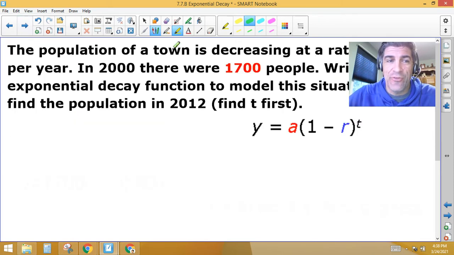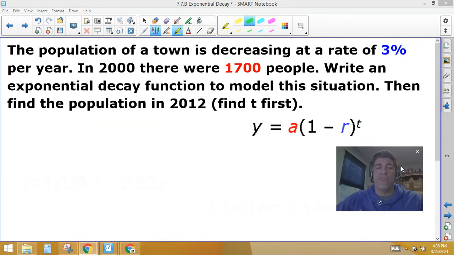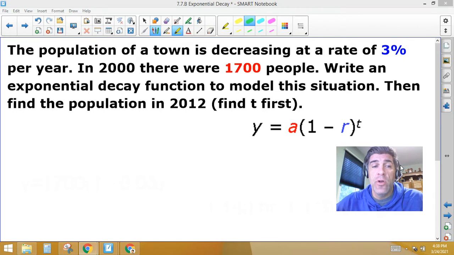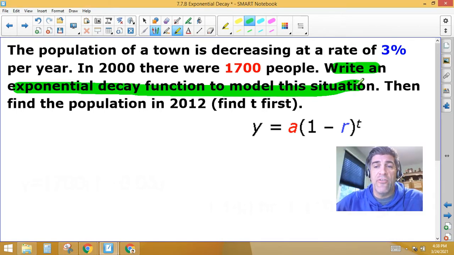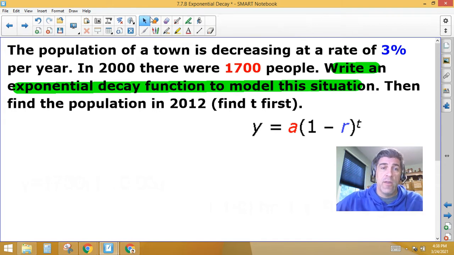Now let's get to some examples, okay? A population of a town is decreasing at a rate of 3% per year. In 2000, there were 1,700 people. Write an exponential decay function to model this situation. Let's do that first, okay? Again, it's nice and color-coded for you this time. 1,700 is my initial amount. That's A. I'm just going to plug it in there.